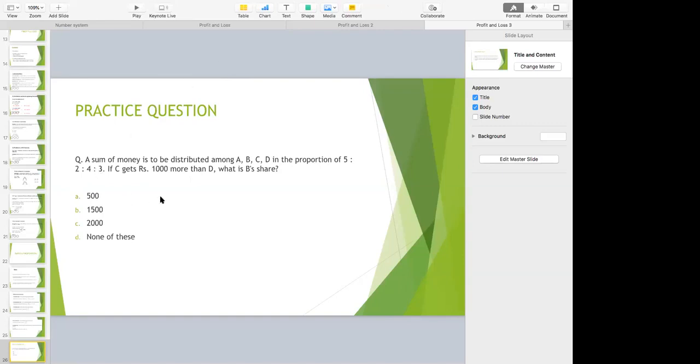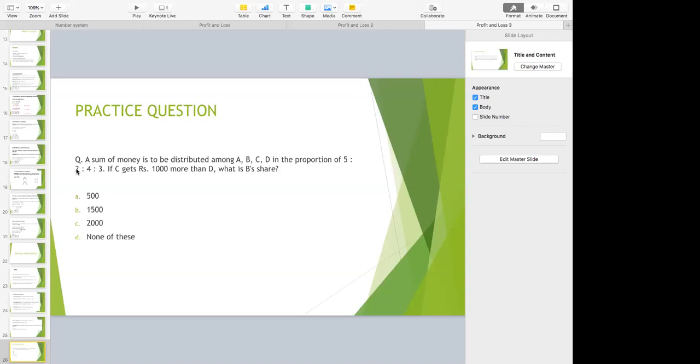Okay, so 1 part is corresponding to 1000 rupees and we need to find out B's share. According to the ratio, B is 2. It means B is going to get 2 parts, and where 1 part is corresponding to 1000 rupees, 2 parts will correspond to 2000 rupees.